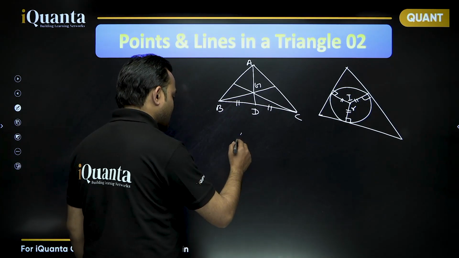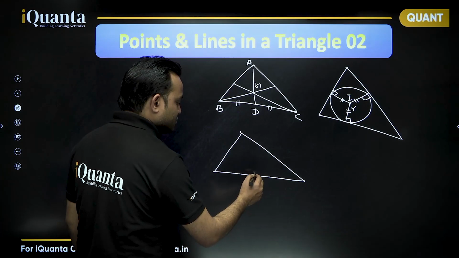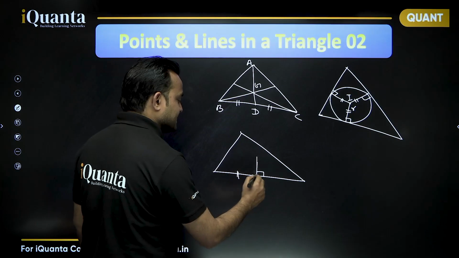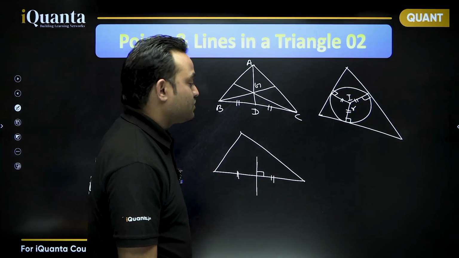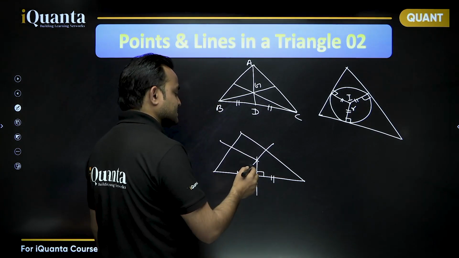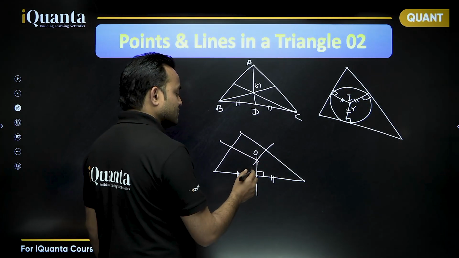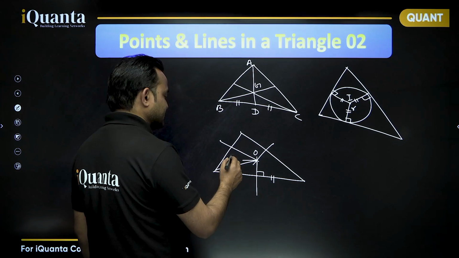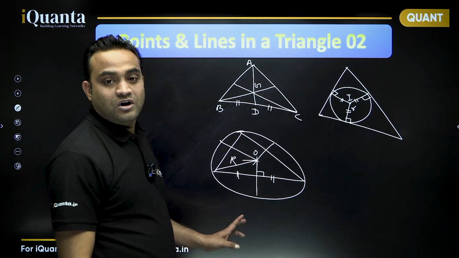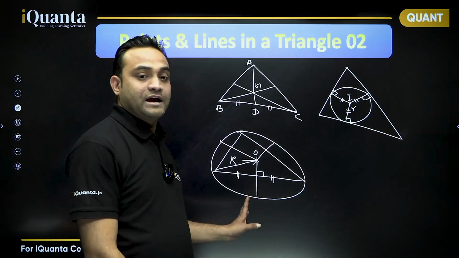Then comes another line which is known as perpendicular bisector. If you draw a line which is perpendicular to any of the sides like this and also bisects it, this line is known as perpendicular bisector, and the intersection of these lines is known as circumcenter, which is denoted by O. And using this, if you join any of the vertices, this will be known as circumradius. Using this circumradius, you can draw a circle which is going through all the three vertices of a triangle.